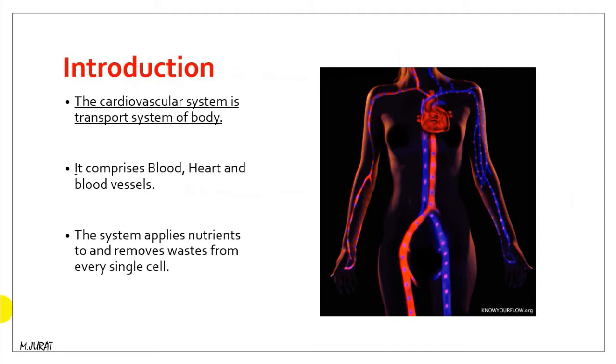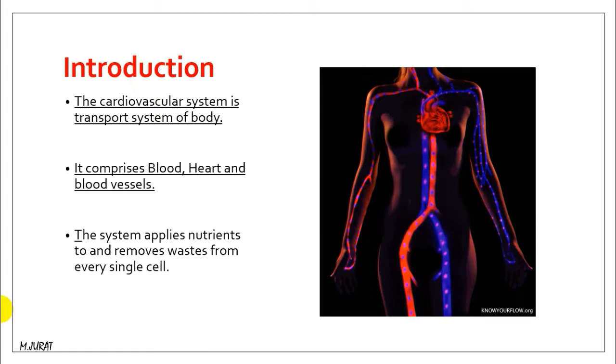Cardiovascular system or circulatory system is the transport system of the body. It means carrying the food particles or nutrients like carbs, lipids, proteins and vitamins, and also carrying oxygen to each cell of us. That is the function of the cardiovascular system, and that's why it's the transport system of the body.